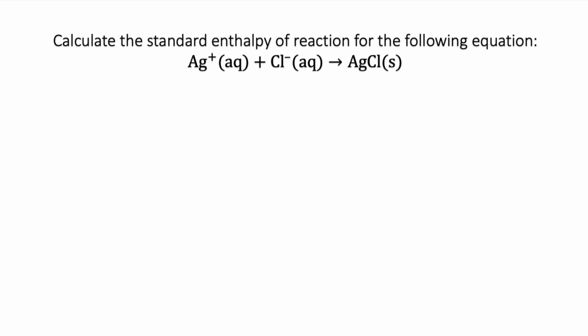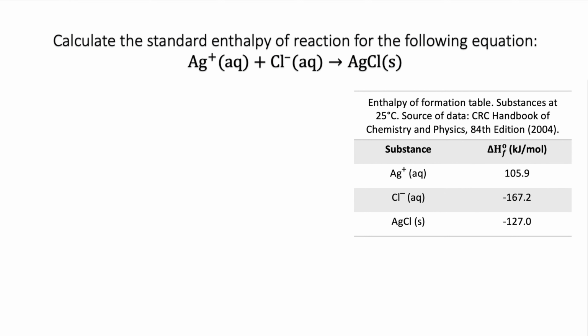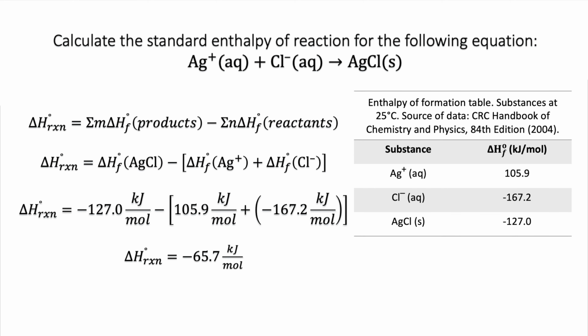Let's do an example for calculating the standard enthalpy of reaction for the following equation of silver 1 cation and the chloride anion to produce silver 1 chloride. In these types of problems, you will be provided a table of known enthalpies in order to calculate the enthalpy of reaction. The enthalpy of formation for silver 1 chloride is negative 127 kilojoules per mole. The silver 1 cation is positive 105.9 kilojoules per mole, and the chloride anion is negative 167.2 kilojoules per mole. We plug these values into the Hess's law formula, and the enthalpy of the reaction is negative 65.7 kilojoules per mole.